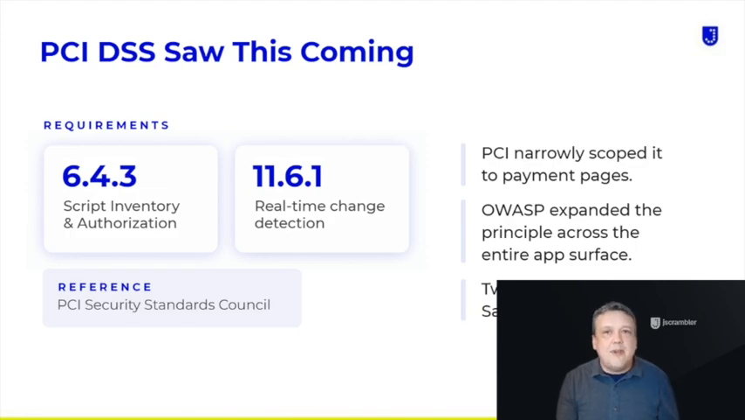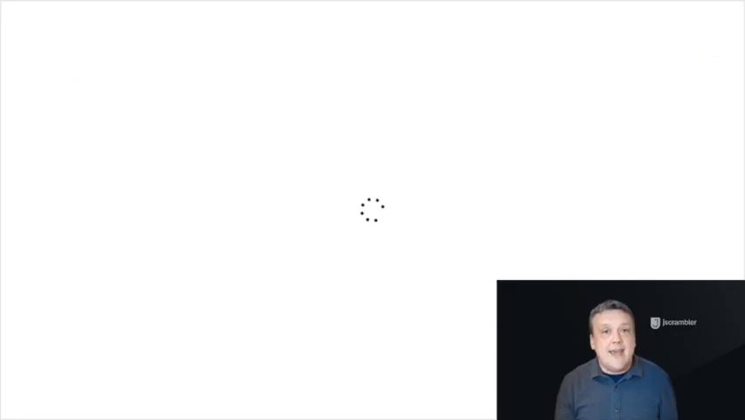Now, PCI's scope is pretty narrow. Their focus is on securing payment pages. But OWASP's 2025 top 10 has now elevated supply chain security to number 3 globally. And they're saying the same principle applies to your entire application surface. That's 2 independent, separate bodies, 2 different perspectives, same conclusion. And I think when 2 different security worlds align like that, it's a signal, not noise. It means the threat is real, the attack surface is material, and organizations need to act.